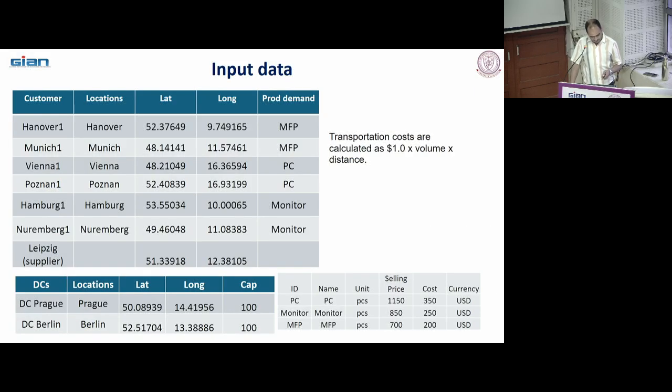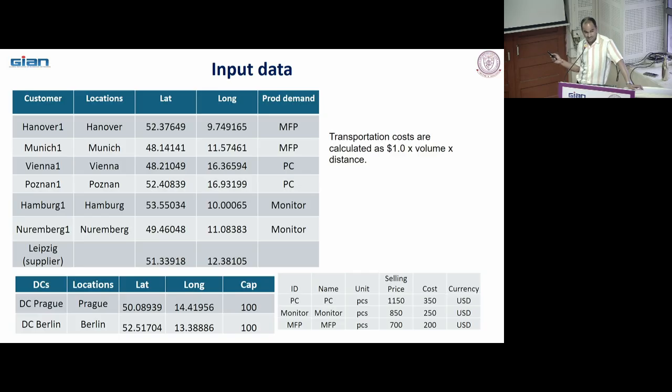So we have the customers here. You can see Hanover, Munich, Vienna, Poznan, Hamburg and Nuremberg. These are the 6 customers, and you can see their demand as well. Latitude and longitude are given. Transportation cost is also given, calculated as 1 into volume into distance. There are 2 DCs, DC Prague and DC Berlin. You can see the latitude and longitude.